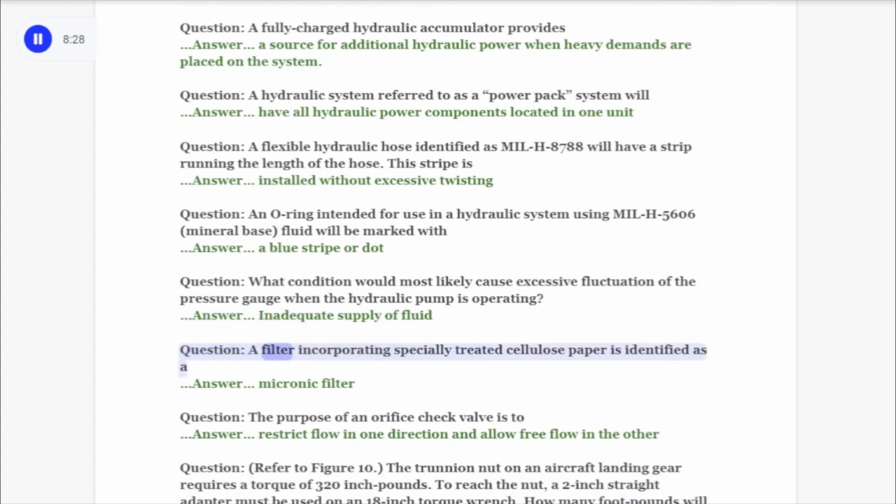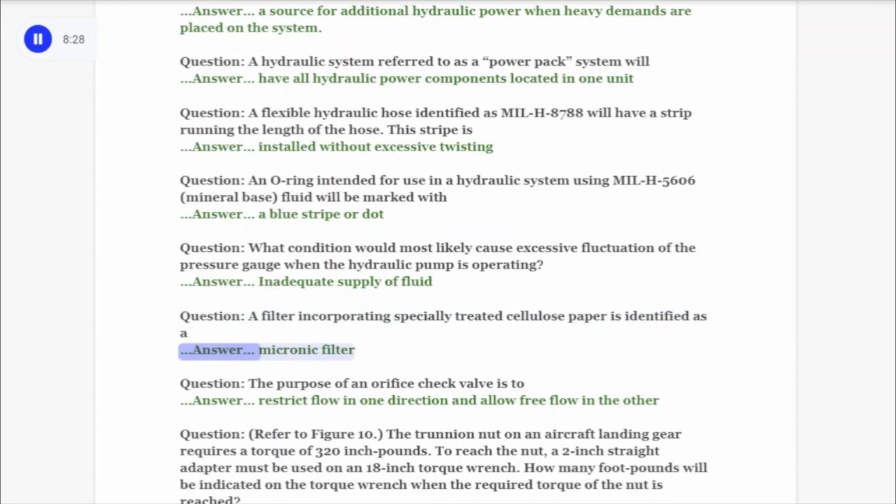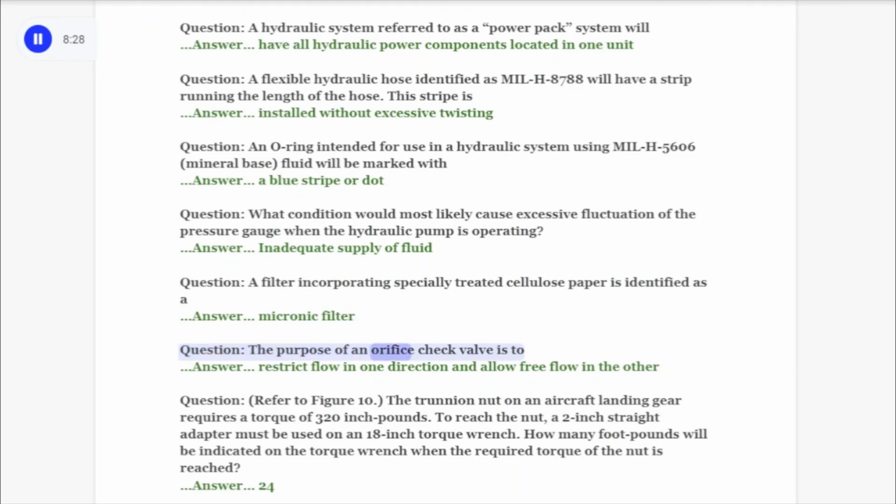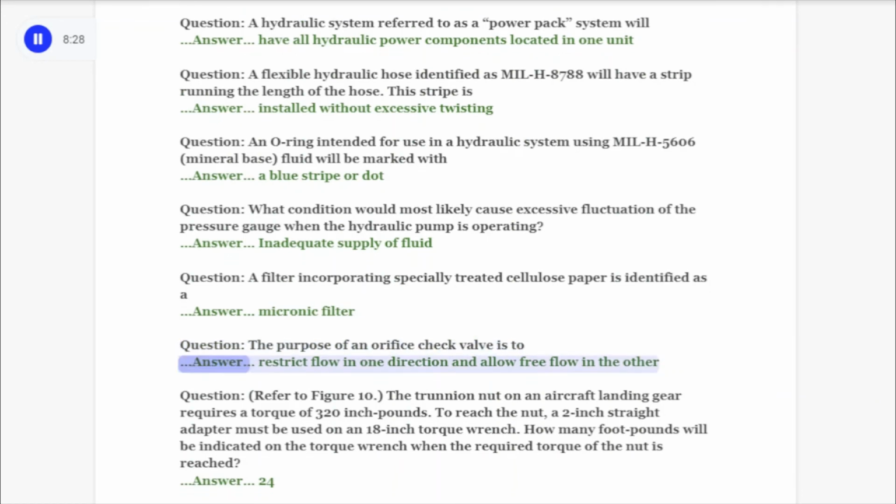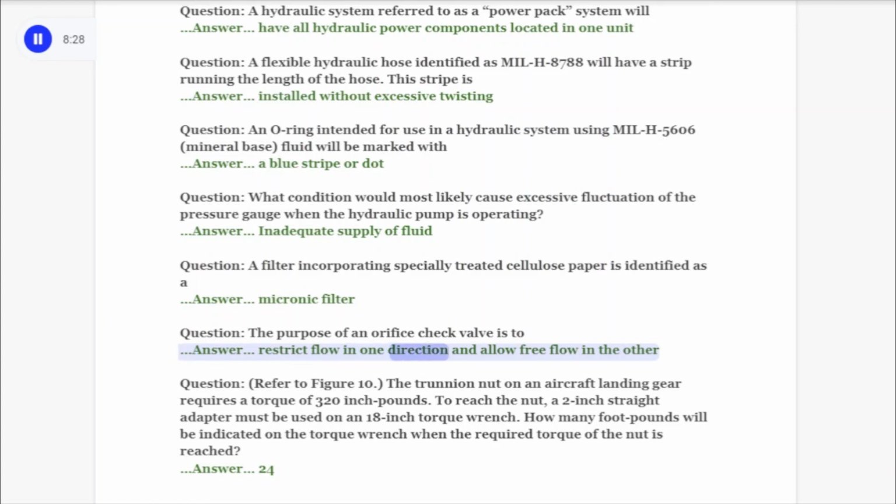Question: a filter incorporating specially treated cellulose paper is identified as a: answer: micronic filter. Question: the purpose of an orifice check valve is to: answer: restrict flow in one direction and allow free flow in the other.